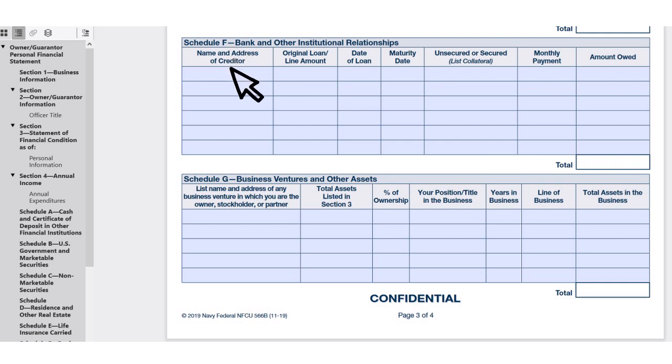Okay. And Schedule G, you have business ventures and other assets. So here you want to list the name and address of any business venture in which you are the owner, stockholder, or partner. So you have to specify your percent of ownership, very important. The total asset listed in section 3 that we saw earlier, your position title in the business, how many years has the business been operating, the line of business, and the total assets in the business. Not the total asset of the business, but your share of total assets in the business. And you just put at the bottom where it says total, that's where you have to put your assets.